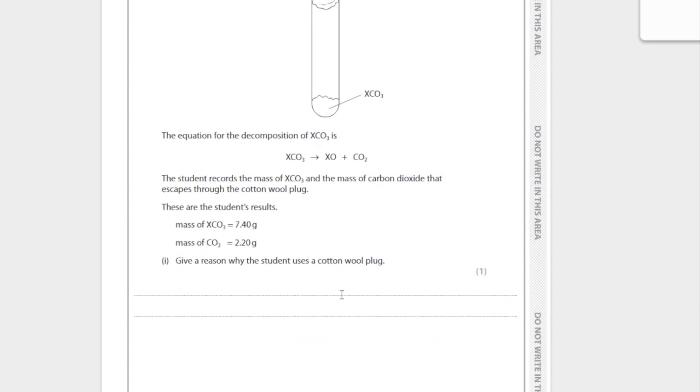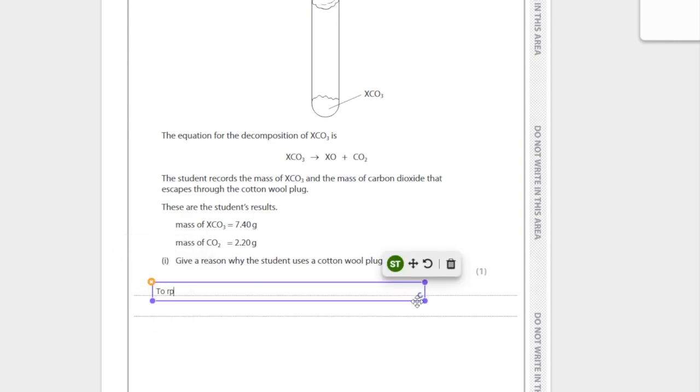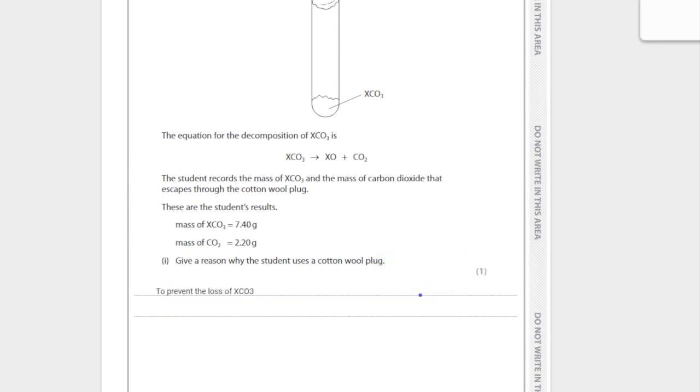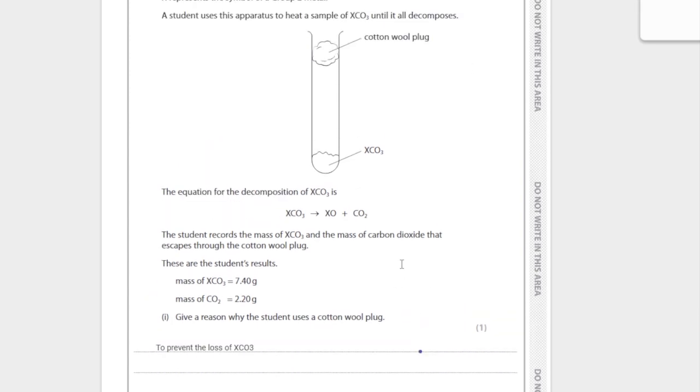It's asking us why the student uses the cotton wool plug. It should be pretty easy to imagine why. It is to prevent the loss of XCO3, because we're reacting it, and we don't want it to fly outside of this boiling tube. So we're going to use a cotton wool plug.